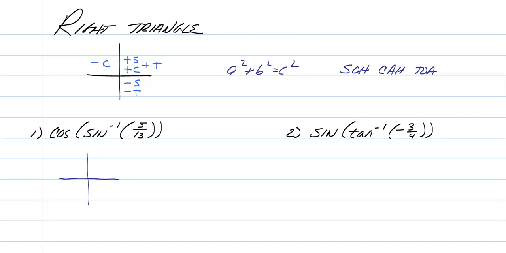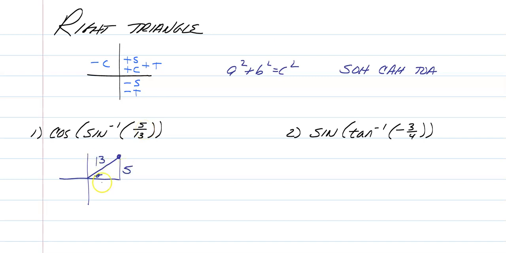Sine is positive. And again, here's a little shortcut for you. Sine is positive in quadrant 1, so we're going to draw a triangle in quadrant 1. Sine is opposite over hypotenuse. So remember, our reference angle is always theta. So opposite is 5, hypotenuse is 13.